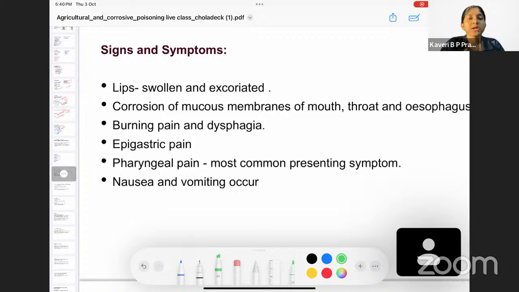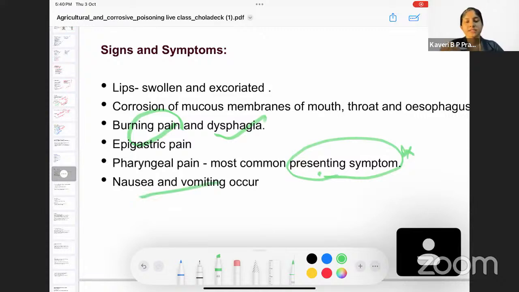Now coming to the other things, there is going to be burning pain and dysphagia. Obviously, he has taken acid, so he's going to have that burning pain. If somebody eats a lot of chili, even then the person feels so much burning sensation in the esophagus. Imagine somebody taking in acid, there is going to be so much burning pain and dysphagia. He cannot swallow anything easily. There's going to be epigastric pain and pharyngeal pain, the most common presenting symptom. This is what you need to remember. Pharyngeal pain, because that is the first organ of touch. And there's going to be vomiting and nausea as a reflex.